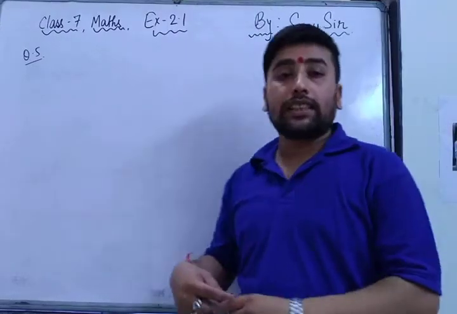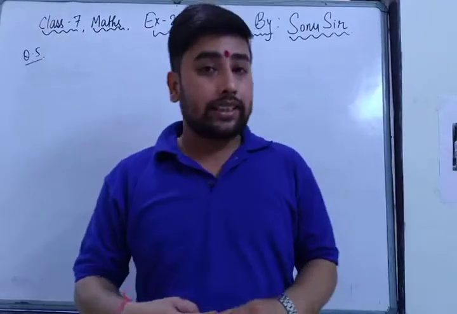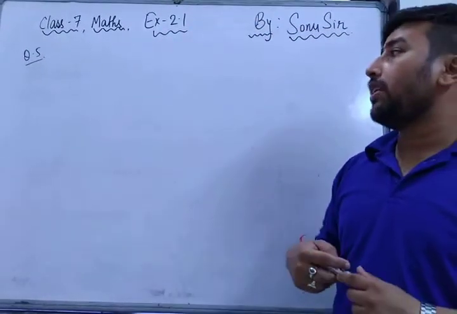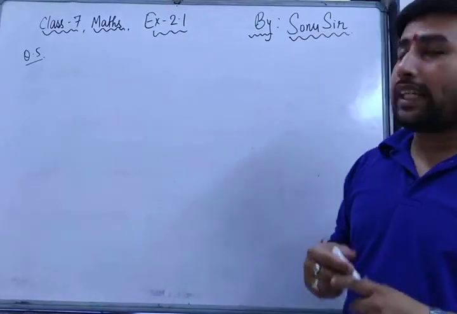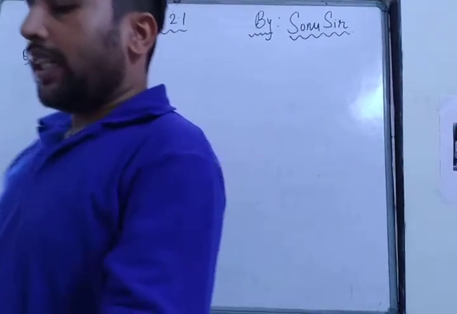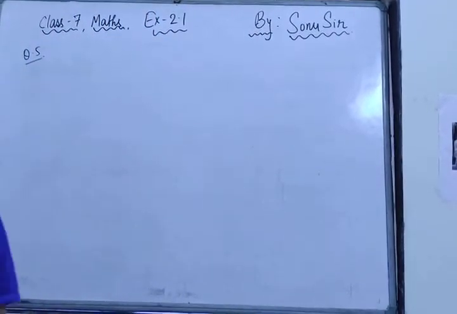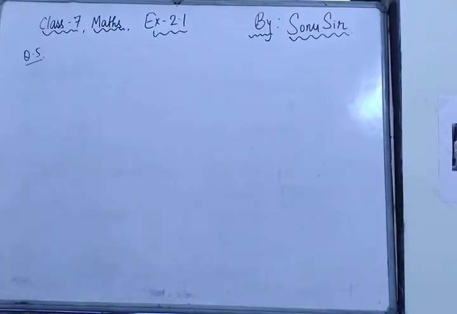Today we are going to discuss class 7 maths exercise 2.1 question number 5. In the previous video I had explained question number 4. So let's start question number 5. In this question there is one figure given. We have to find the perimeter and then show which figure has the greater perimeter. Find the perimeter of triangle ABE and the rectangle BCDE. Whose perimeter is greater? That is the question.